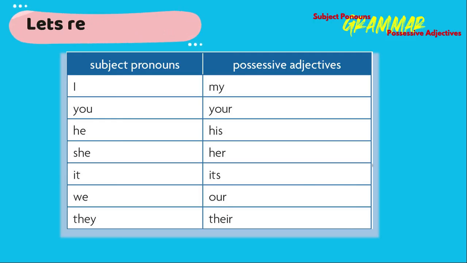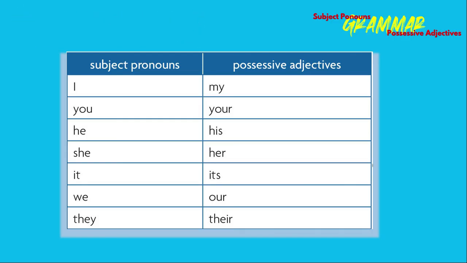So, we have studied today subject pronouns: I, which the possessive adjective of that is my, and then we have you for this subject pronoun, which is your in the possessive adjective form, and then we have he, his, she, her, it, its, we, our, they, and their.